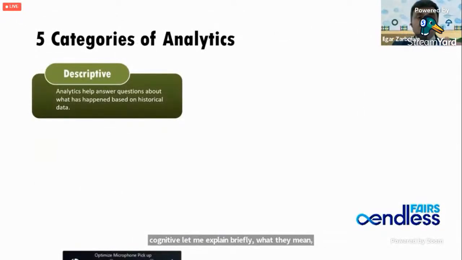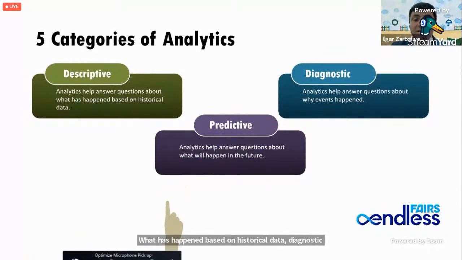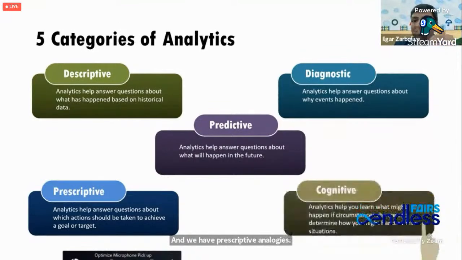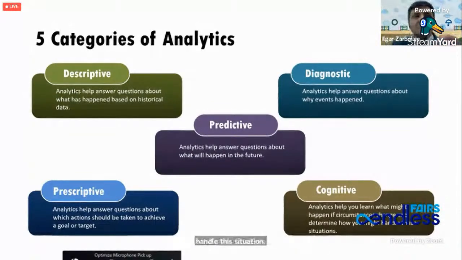Descriptive analytics answers the question, what has happened, based on historical data. Diagnostic analytics helps answer questions like why events happened. Predictive analytics helps you answer the question, what will happen in the future? And we have prescriptive analytics. Prescriptive analytics helps answer questions like which actions should be taken to achieve a goal or target. Last but not least, we have cognitive analytics. That means that you learn what might happen if circumstances change and determine how you might handle these situations. So these are the 5 main categories of analytics, right?